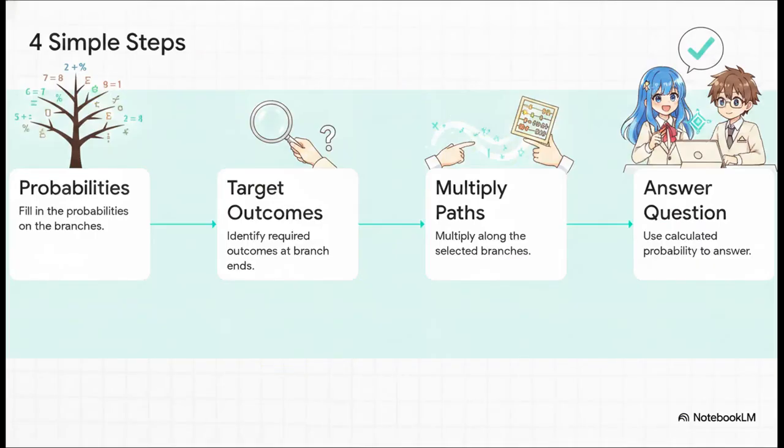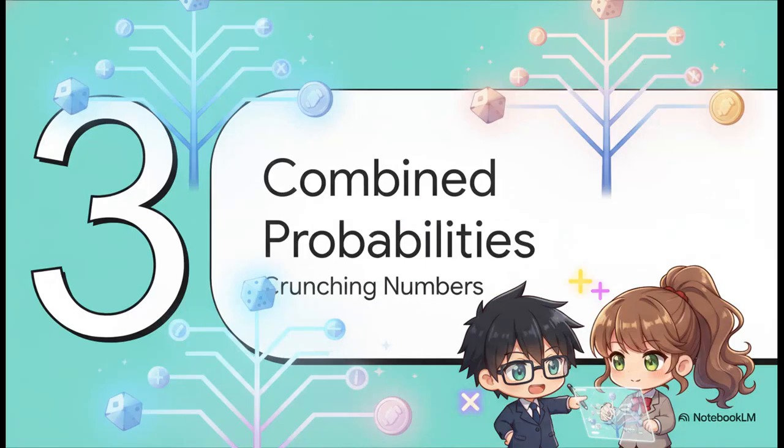To make sure you're scooping up full marks, treat this 4-step method like a totally infallible algorithm. Step 1. Fill your branches with the correct probabilities. Step 2. Identify your required target outcomes right at the ends of those branches. Step 3. Multiply along the paths to find your combined probabilities. And Step 4. Actually use those numbers to answer the specific question they're asking. Easy, right?